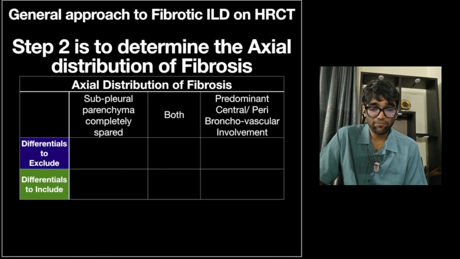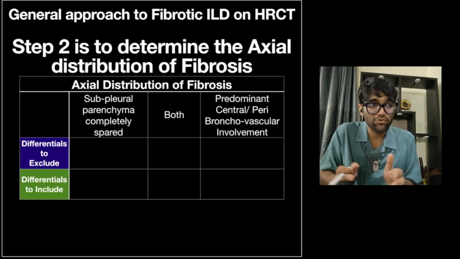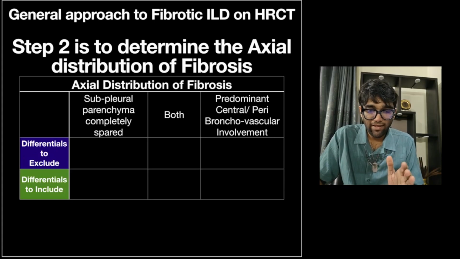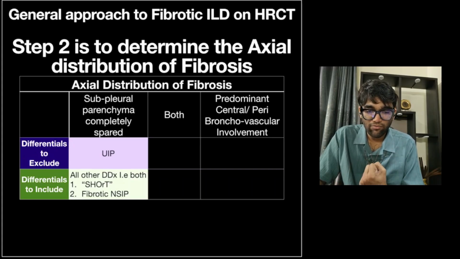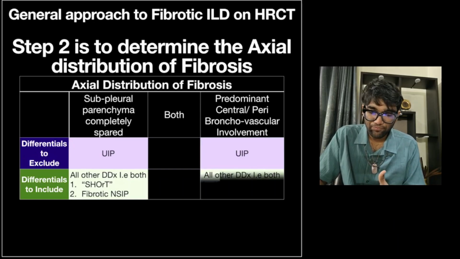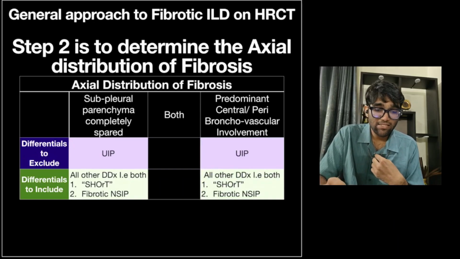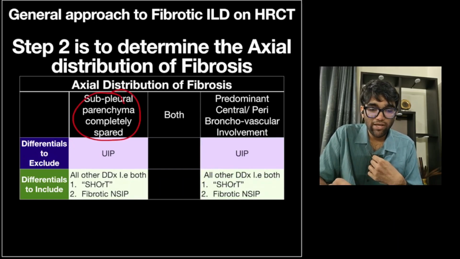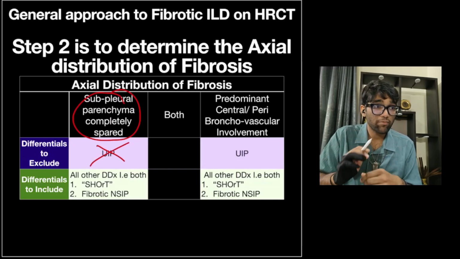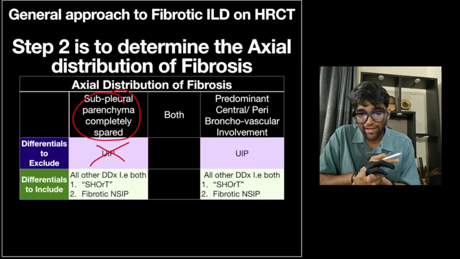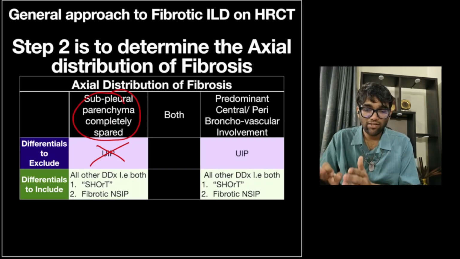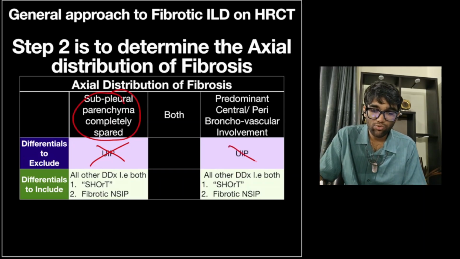Now, in the second step, we determine the axial distribution of the fibrosis. So three possibilities arise. There is complete subpleural sparing. There is predominant central and peribronchovascular involvement. Or there is both. Now, if there is sparing of subpleural parenchyma, you can rule out UIP, because UIP must involve the subpleural area. Again, if you have predominant central or perivascular involvement, you can rule out UIP.